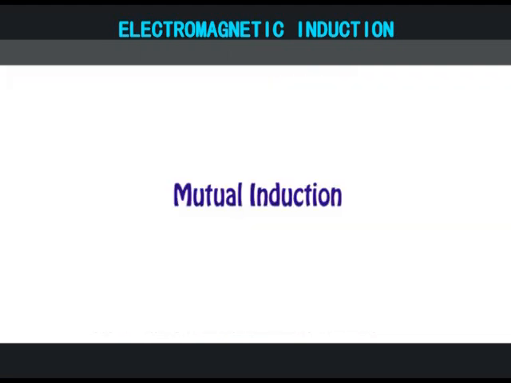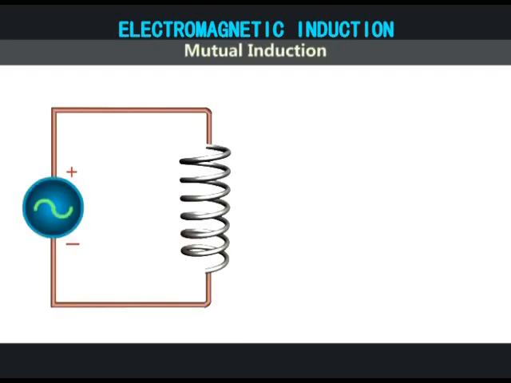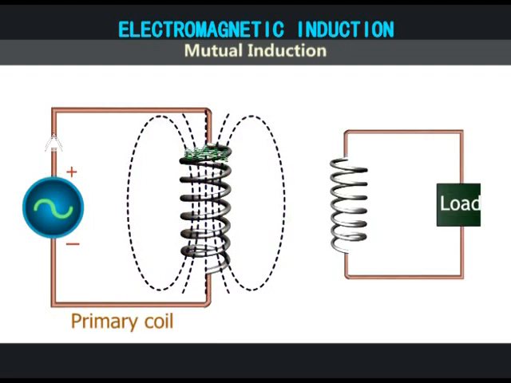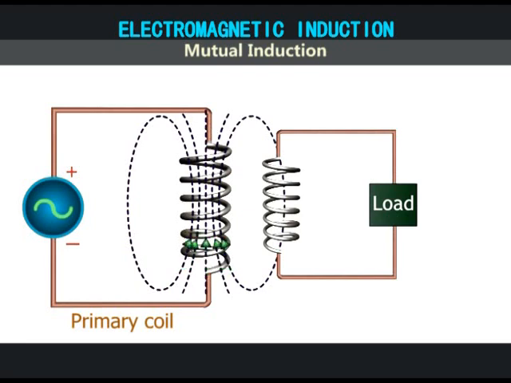So now we look at mutual induction. Mutual induction is said to occur when a changing current in one coil induces a current in another placed close to it. The changing magnetic flux in the first coil, called the primary coil, links with the second coil, called the secondary coil, inducing an EMF in it.